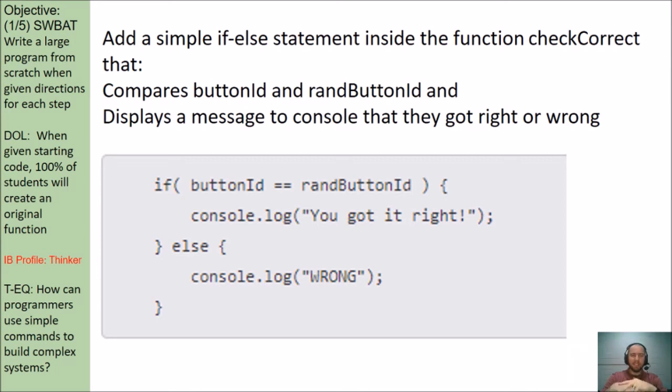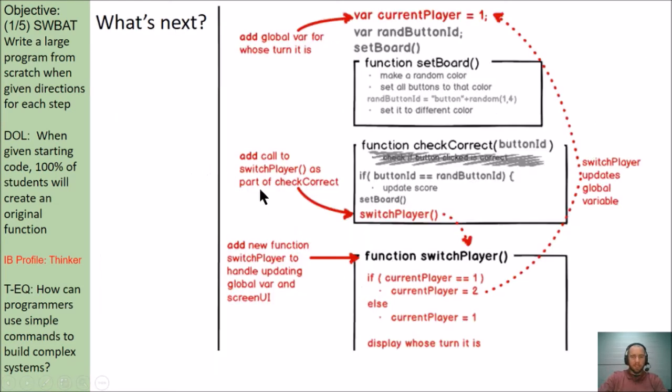So you're going to want to add a simple if-else statement inside the function called checkCorrect. And what that's doing is it's going to compare the button ID and the random button ID, and then display a message to the console. So right here, if the button ID equals random button ID, then say you got it right, or else it's going to be wrong. So now that we established that, under the checkCorrect function, what's next?